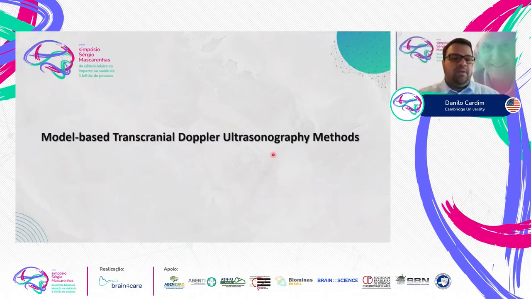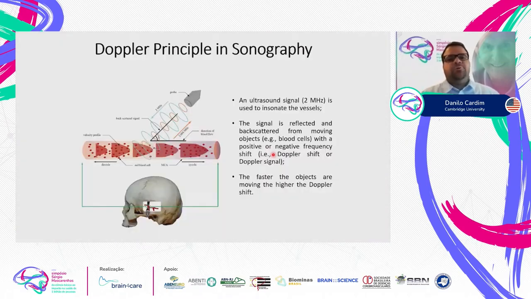And one of them was the model-based transcranial Doppler ultrasonography method. So basically, how do we use the Doppler principle in sonography, and how does it apply to assessing intracranial pressure non-invasively? Here in this representation, we have an artery with the blood flow inside. And then here we have the ultrasound probe that emits ultrasound mechanical waves to the brain artery.